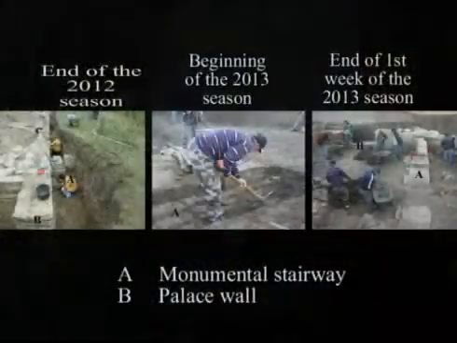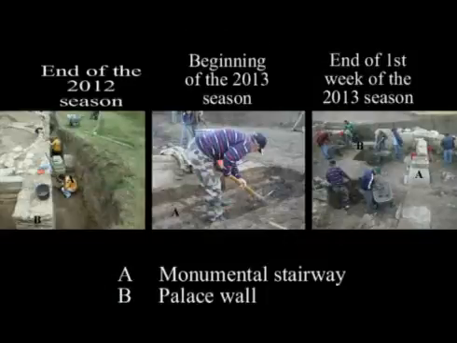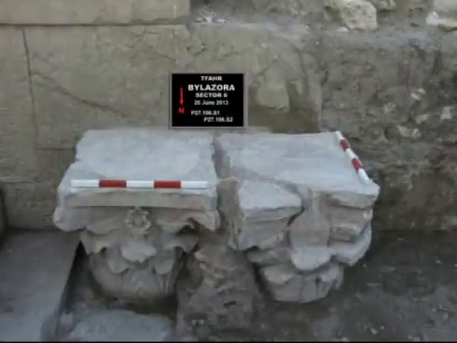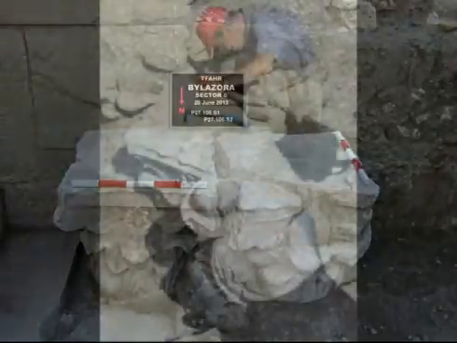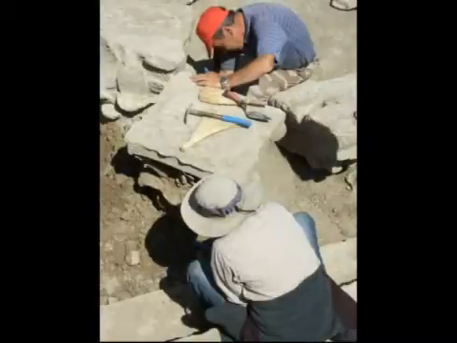But in the 2013 season, after we expanded the trenches, we were finally able to see all four sides of both capitals. It was then that we realized what we were looking at. These were two unfinished Corinthian capitals. They had been abandoned in the process of being carved.